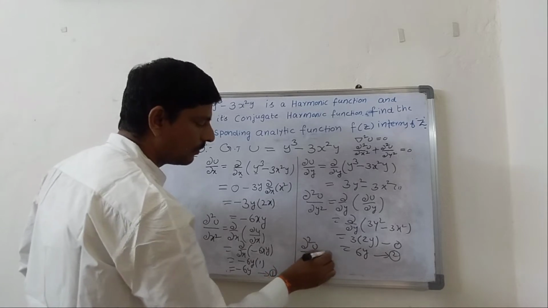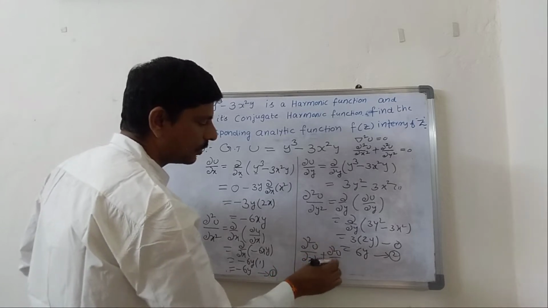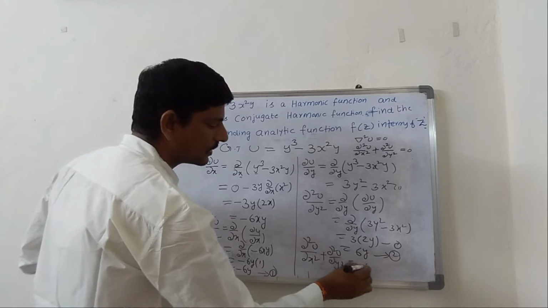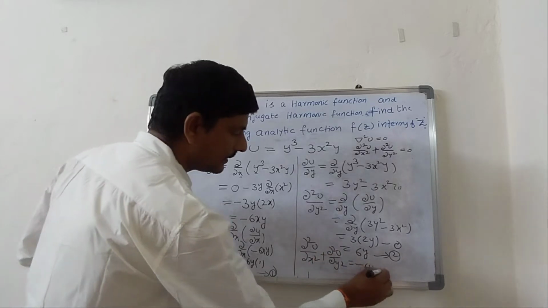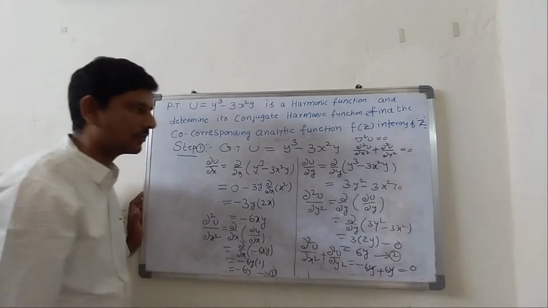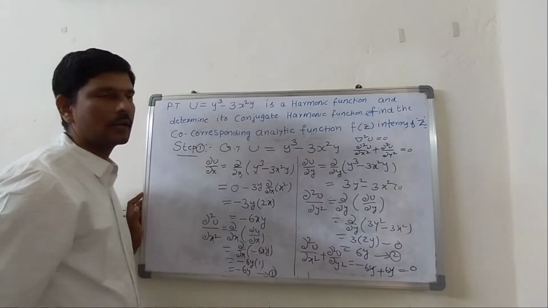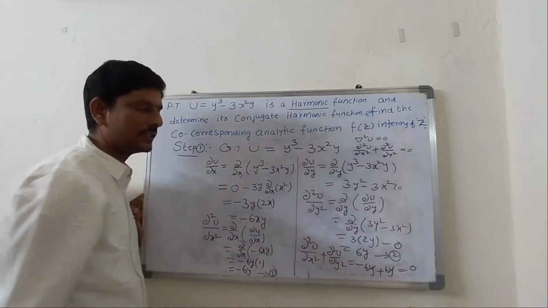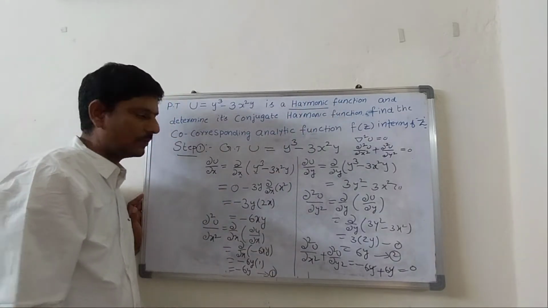∂²u/∂x² + ∂²u/∂y² is equal to −6y + 6y. Okay, clear? So −6y and +6y get cancelled, that is equal to 0. That means u is a harmonic function. So step number 1 is clear. u is a harmonic function.